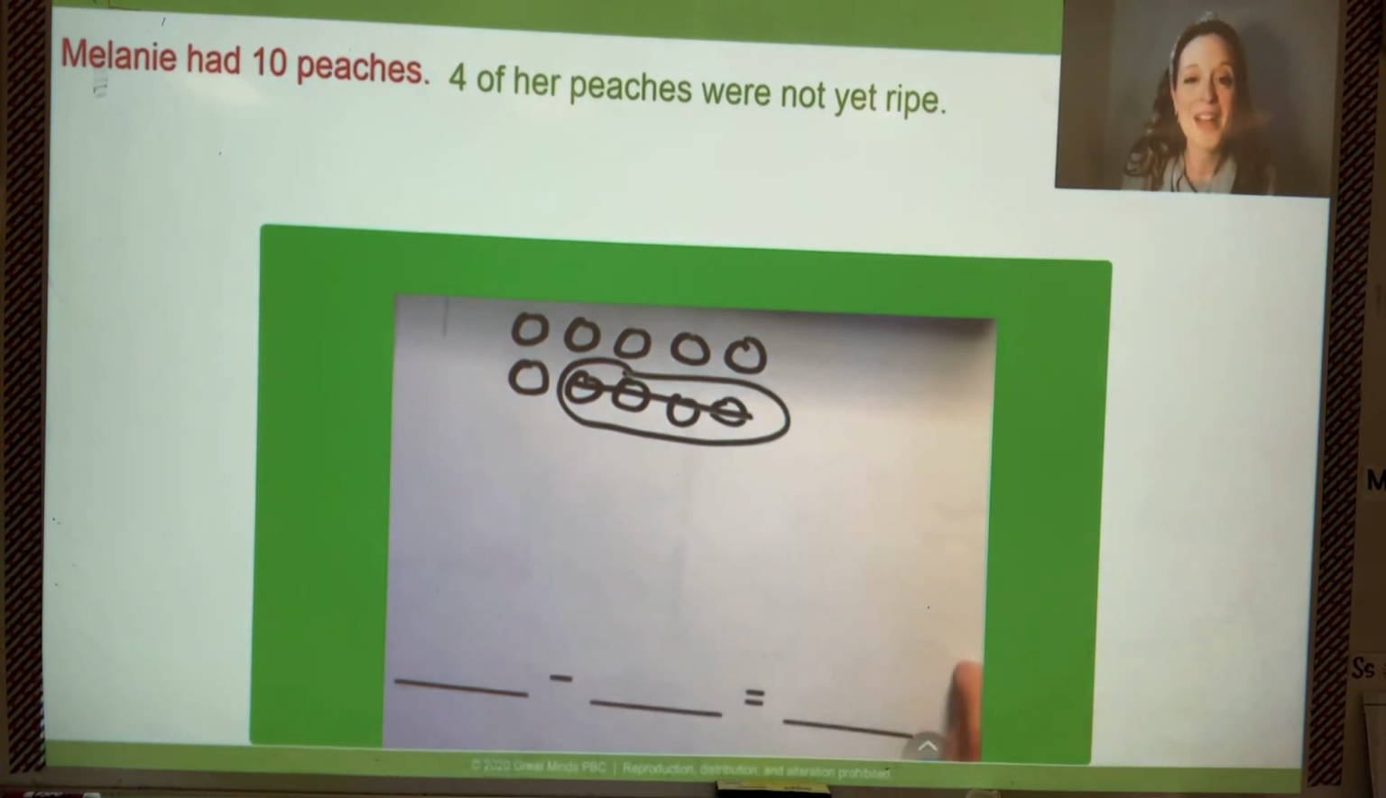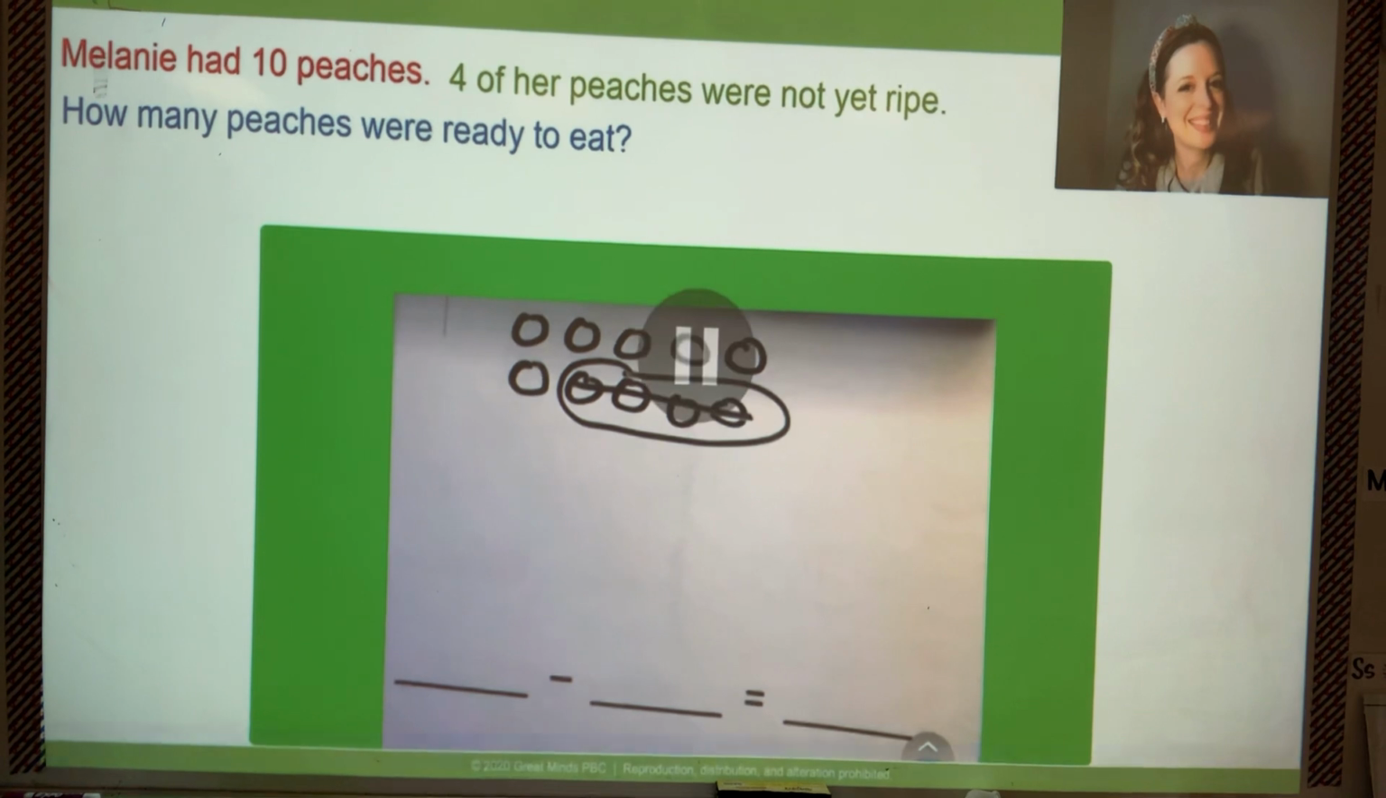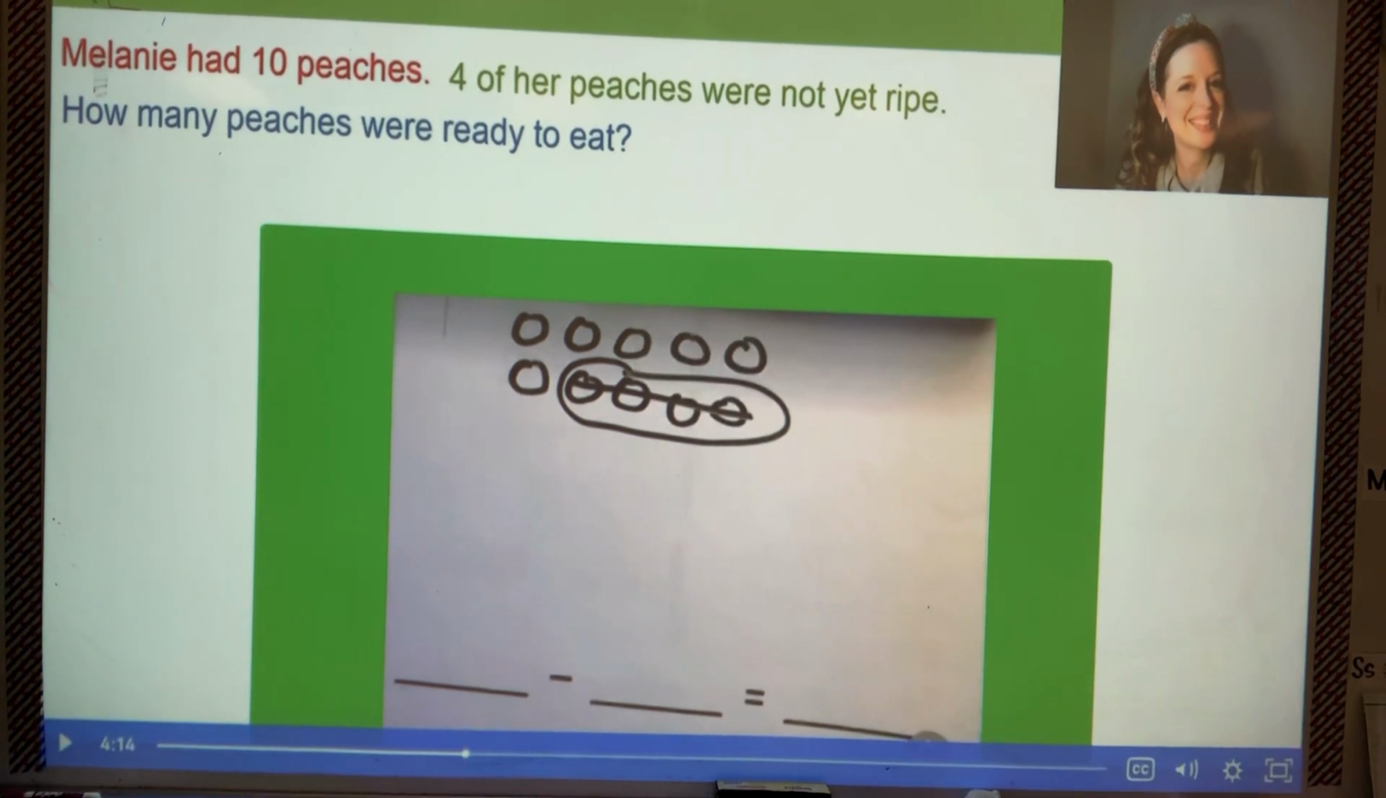Let's read our final chunk. How many peaches were ready to eat? Well, friends, what do you think? How many peaches are ready to eat? If you know, show me with your fingers. Okay, let's show her with our fingers. How many peaches are ready to eat?